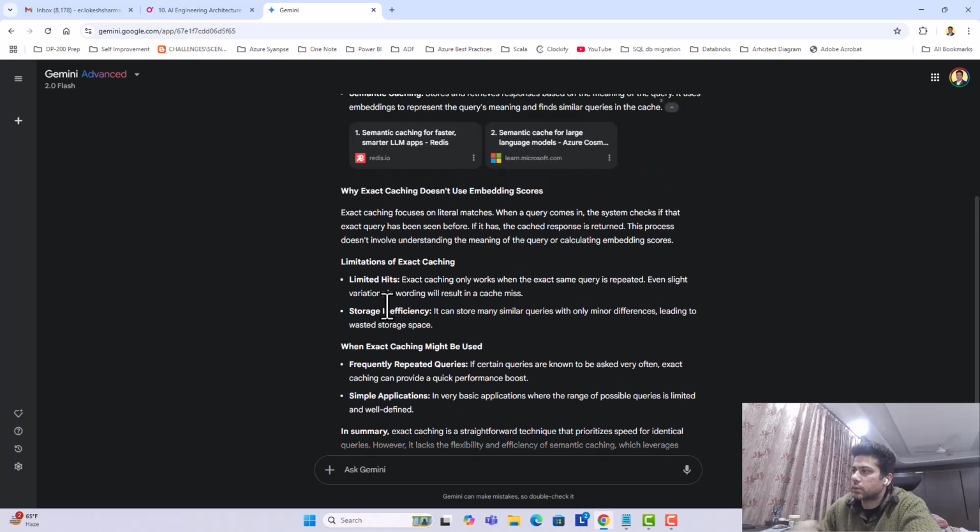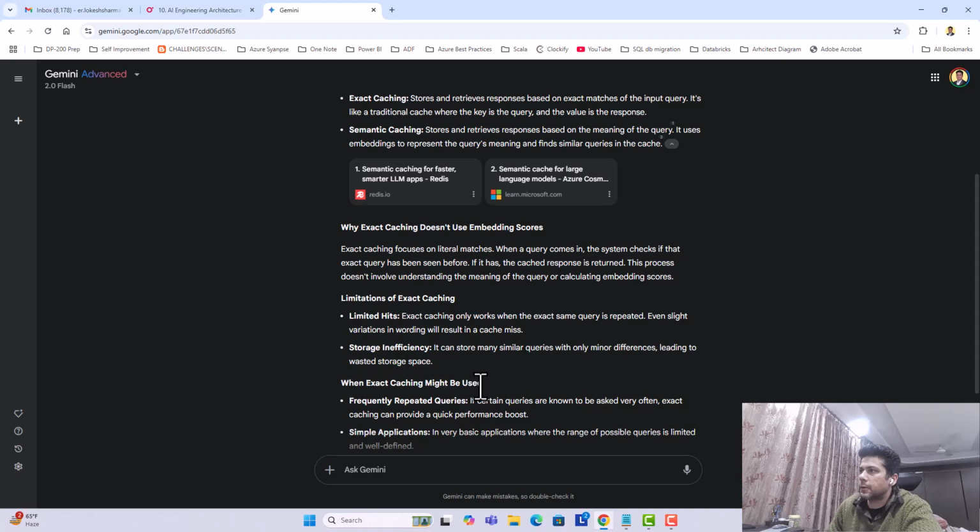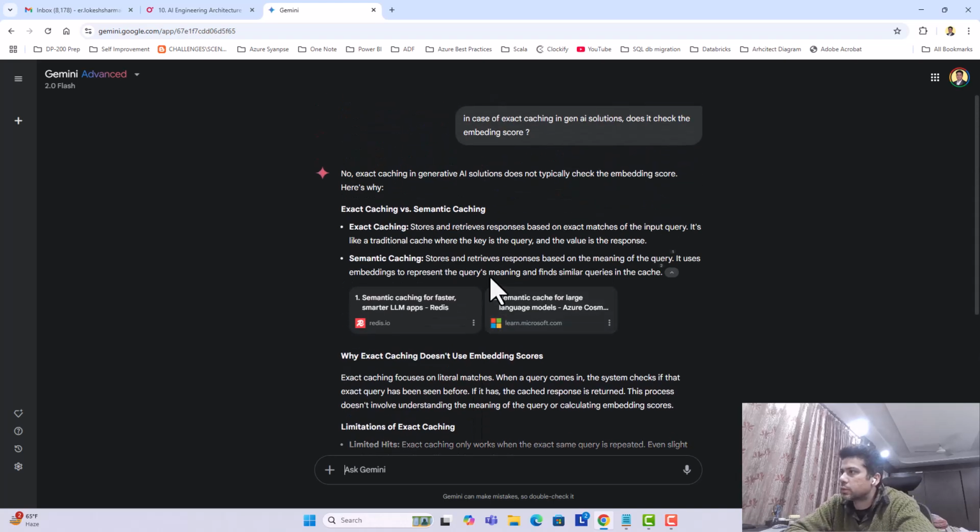In summary, exact caching is a straightforward technique that prioritizes speed, and stores and retrieves responses based on the exact matches of the input query. It's like a traditional cache where the key is the query and the value is the response. Guys, this is important. Semantic caching stores and retrieves responses based on the meaning of the query. It uses embeddings to represent the query's meaning and finds similar queries in the cache. And this is important. So this key-value pair concept is very important, as I said.